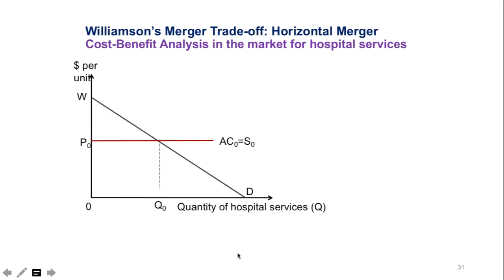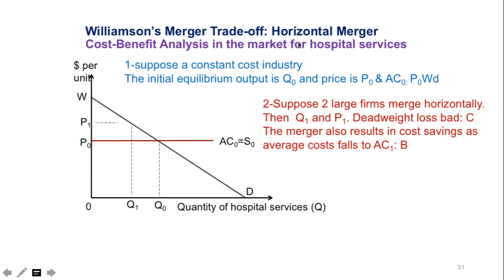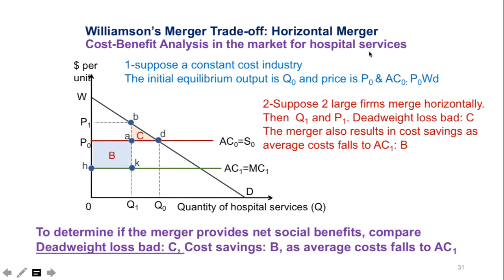Graphically, let's look at the Williamson merger trade-off for a horizontal merger. We are looking at the cost-benefit analysis in the market for hospital services. On the horizontal axis, we have the quantity of hospital services, for example the number of days in the hospital for patients, or how many patients can be served per day or per year, so you have to determine the time. Then you have the price per unit of the service, maybe the price per day in the hospital per patient.